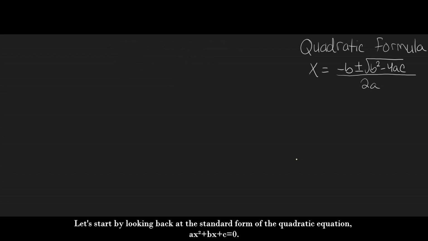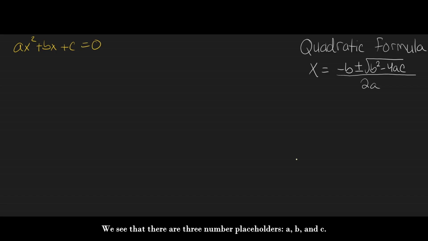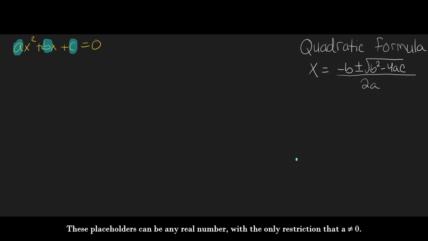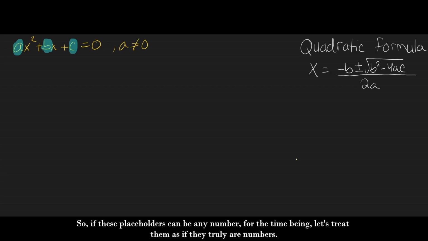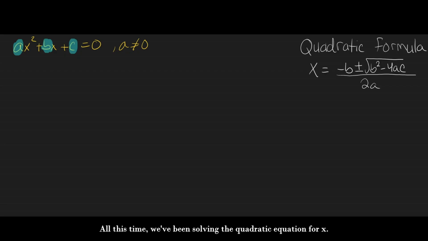Let's start by looking back at the standard form of the quadratic equation. ax squared plus bx plus c equals 0. We see that there are three number placeholders, a, b, and c. These placeholders can be any real number, with the only restriction that a does not equal 0. So if these placeholders can be any number, for the time being, let's treat them as if they are truly numbers. All this time, we've been solving the quadratic equation for x.